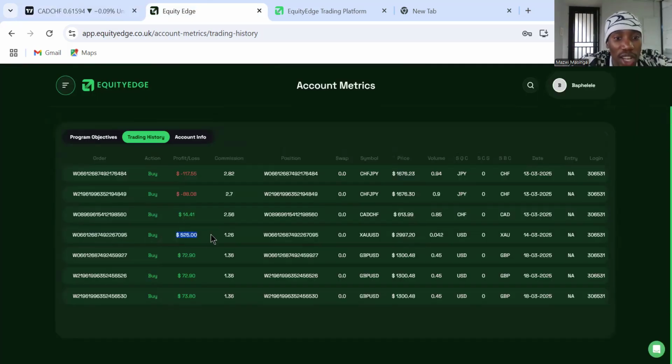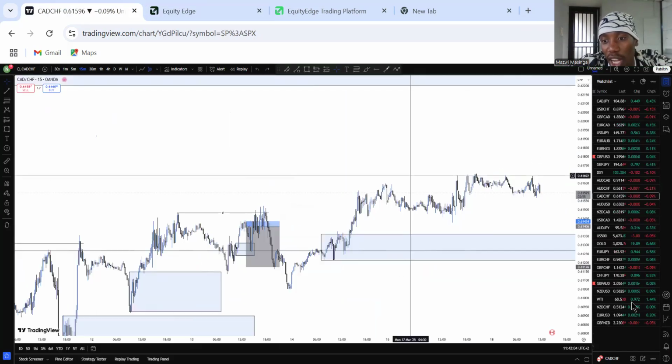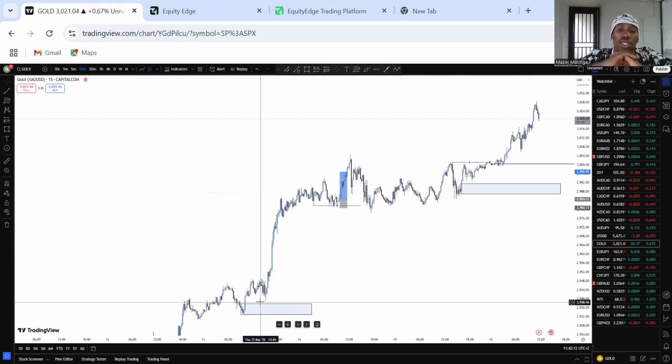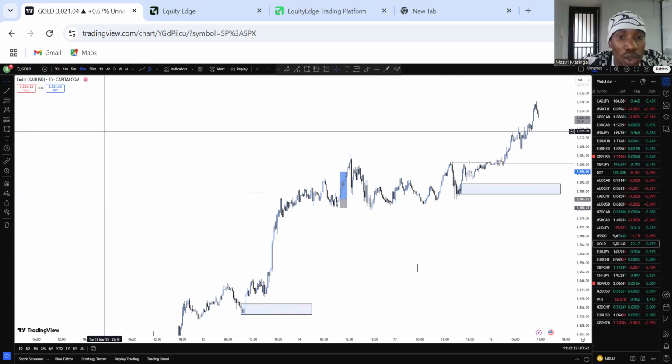I took this trade during London session on gold after sweeping the Asia high and low. After sweeping the market, I knew gold is bullish. Every day is bullish gold.